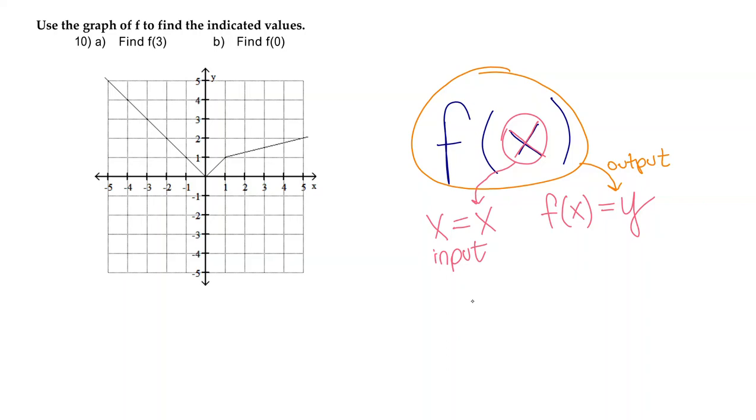So if we put in 7 and we get 15, well, we know that our input is 7, and when we input 7, our output is 15. Okay?